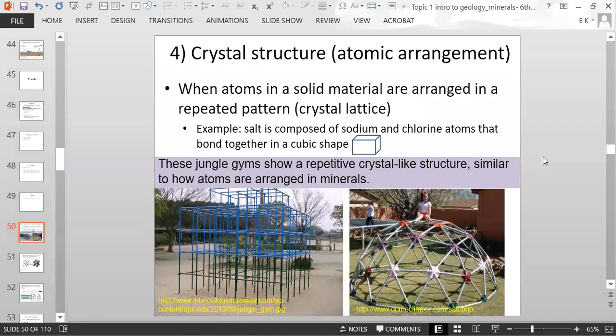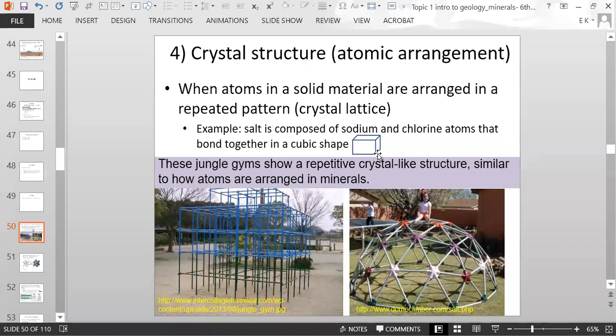Then crystal structure, which is also called atomic arrangement. That's when atoms in a solid material are arranged in a repeated pattern. We could also call that a crystal lattice. For example, salt. Salt is a mineral, actually. So here's salt. It is composed of sodium and chlorine atoms that bond together in a cubic shape.